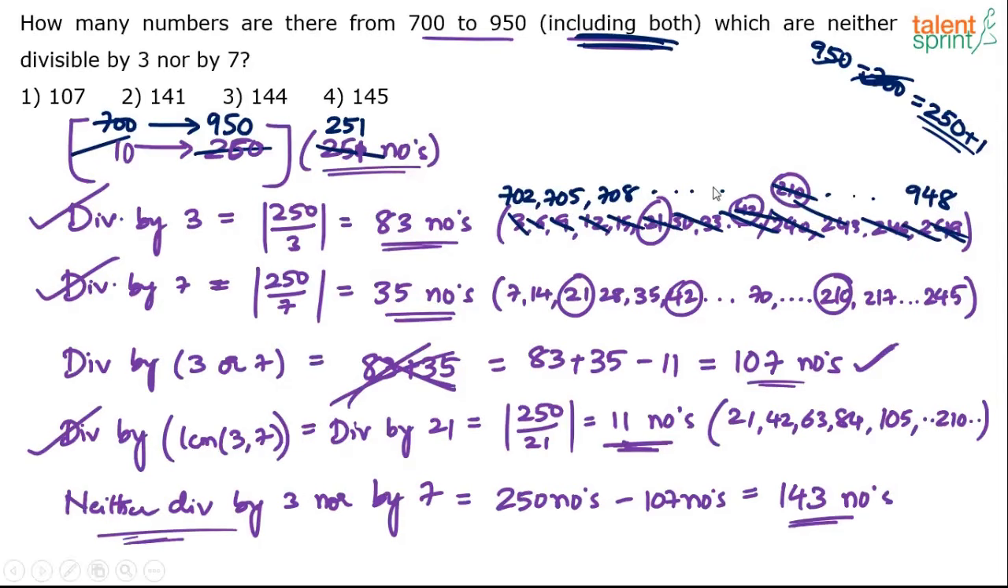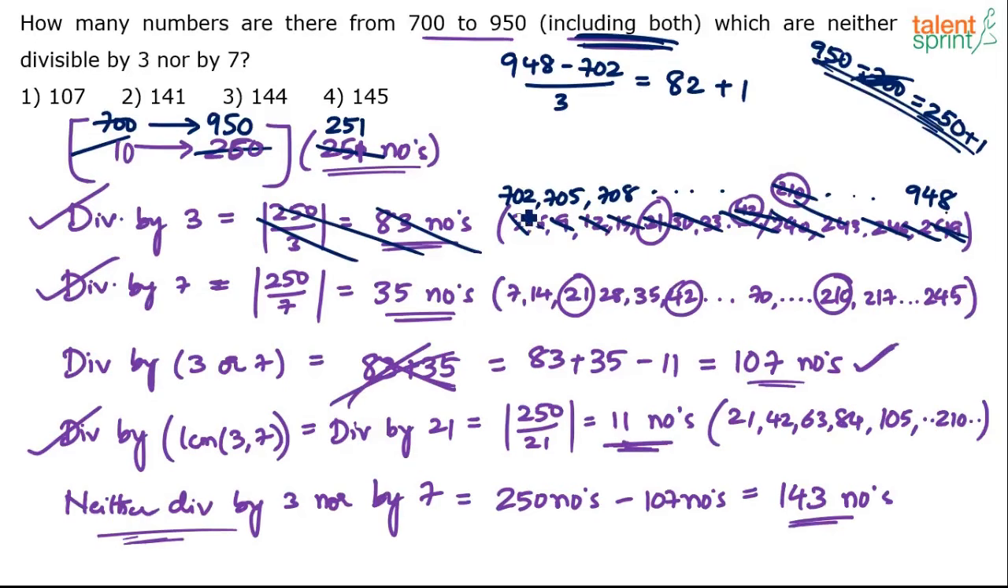You understand? 948. Now how will you count the total number of numbers? Not this way. What you have to do is, from 948, if I subtract 702 and divide by 3, I'll get a result. Check that. 948 minus 702 will be 246. 246 by 3 is 82. But to that 82, I have to add 1. Again, the same logic here.